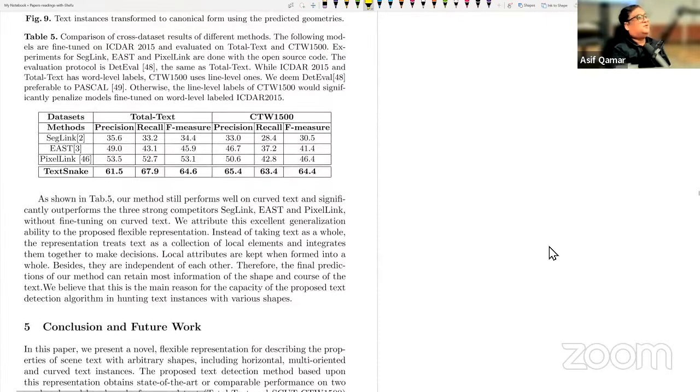So this is it. This was your TextSnake paper. Was it fun, guys? The idea, you see how well it is thought through. Remember, this is the pre-transformer world, right?